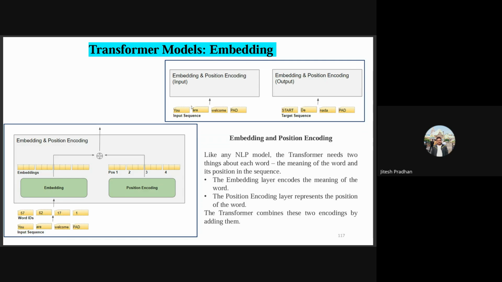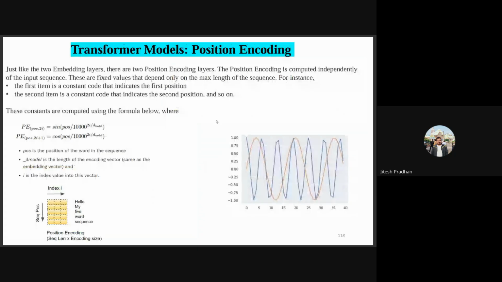Now these are the input sequence: embedding, position, encoding, "you are welcome pad". At the same time we pass the positional embeddings also, position 1, 2, 3, 4. At the same time, these are the output embeddings. It will be start, then the first word day will be predicted, then start and day will be passed, then nada will be predicted, then start day nada will be passed, and pad will be predicted. These are the embedding types in transformer models. Now these are the positional encodings.